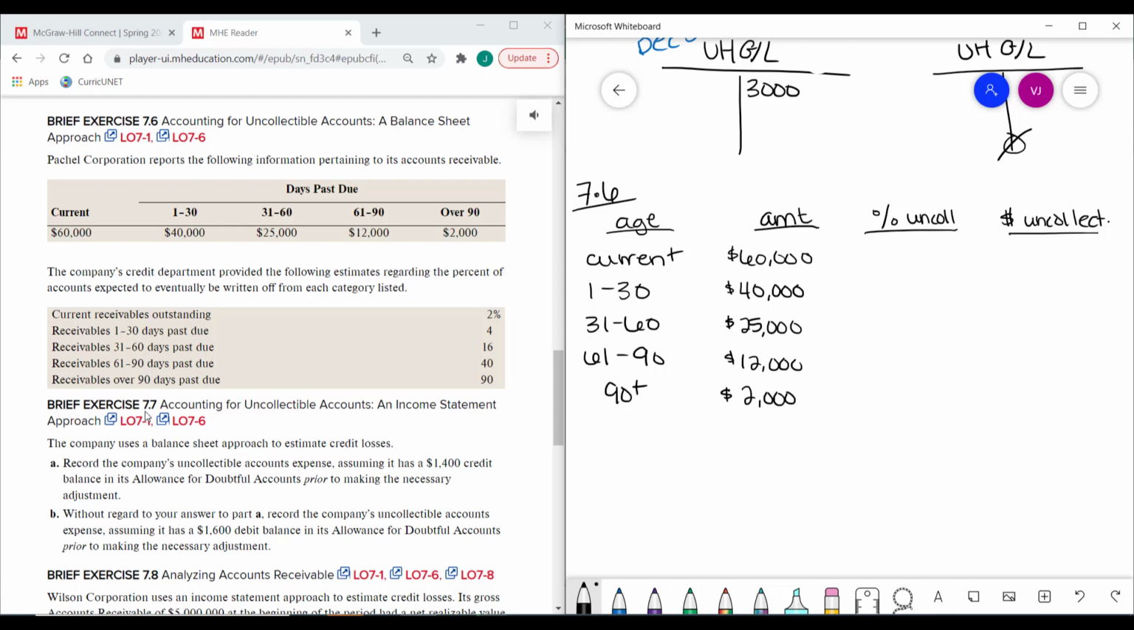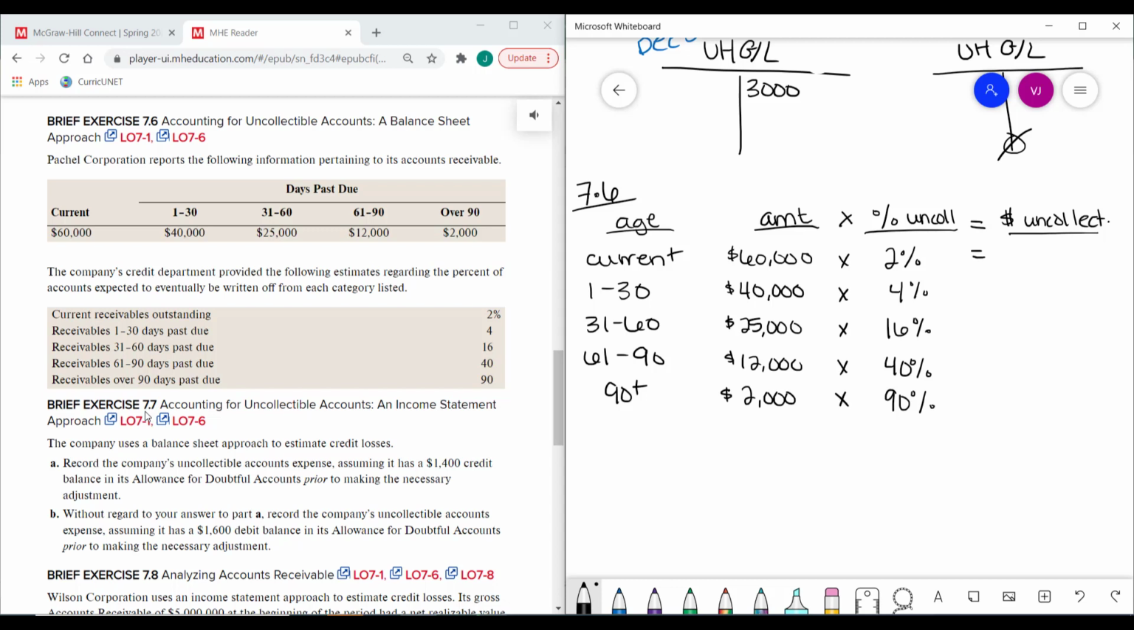So the percent of the current accounts receivable that we deem uncollectible is 2%. 4% for the accounts receivable that is 1 to 30 days past due. 16% for the ones that are 31 to 60 days past due. 40% for the debt owed to us that is 61 to 90 days past due. And 90% of the oldest accounts receivable we will expect never to collect. So to figure out the dollar amount that you'll never collect on, you'll just take the amount and multiply it by the percentage.